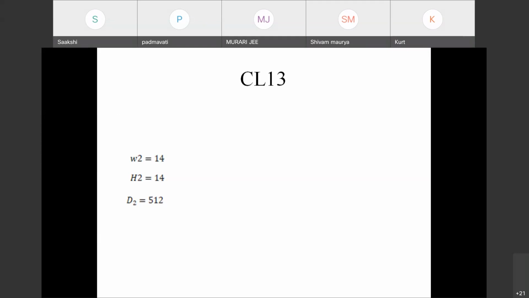followed by one more convolutional operation with this information: 3 cross 3 cross 512 filter size, padding as 1, 512 different kernels. When we apply them, we are going to get 14 cross 14 cross 512 as my output volume. You may compute the number of parameters required for this particular operation. It actually comes out to be the same as the previous one. So it is 3 cross 3 cross 512 plus 1, multiplied by 512.